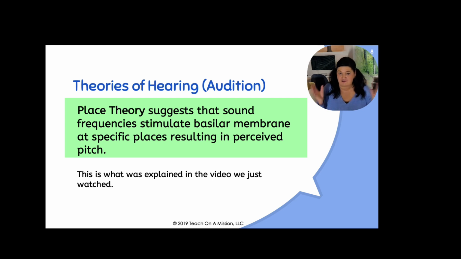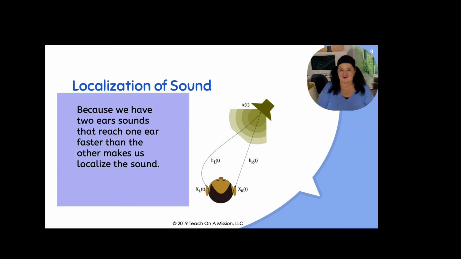Okay, these are both theories, and right now they're both accepted in the psychological community as a way to explain how hearing works. Some scientists believe in one theory, some might believe in the other, but there's a lot of research that still needs and can be done. Localization of sound is next. Because we have two ears and they are on either side of our head, this is where the sound reaches first.